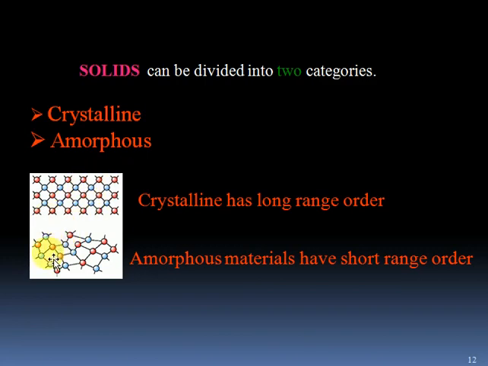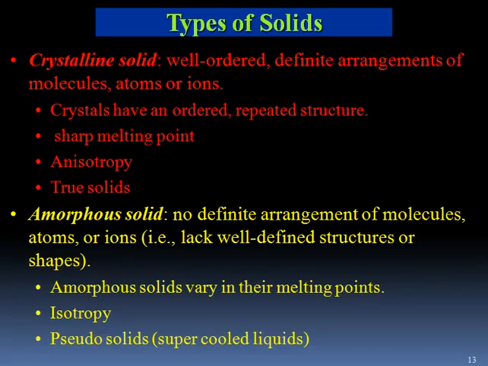But when you go for the amorphous solid, there is no proper arrangement. It will be irregular. So amorphous solids have short range order, while crystalline solids have long range order only. Long range means that at any point, a proper arrangement will be possible.